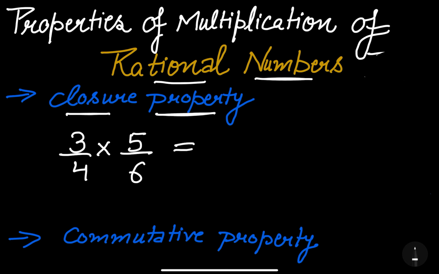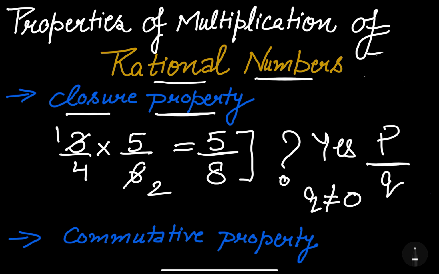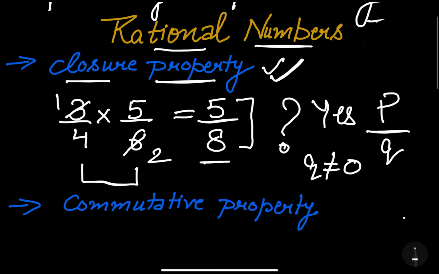Now here 3 and 6 can cancel with each other. 3 ones are 3, 3 twos are 6. 1 multiplied by 5 is 5. 4 into 2 is 8. So is this 5 by 8 a rational number? The answer is yes, because it can be written in the form of p upon q, and q is not equal to 0. So whenever we multiply any two rational numbers, the product which we are getting is also a rational number. So this is which property? Closure property.